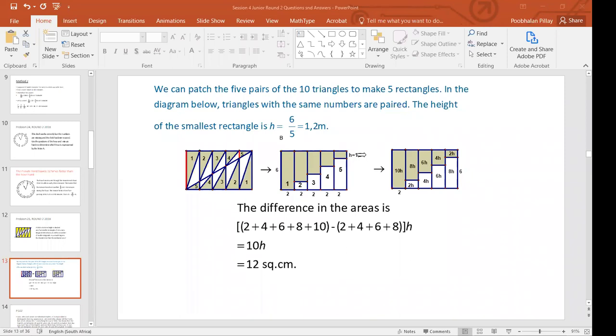I want to avoid the 1.2 for the moment and use a symbol. I do this quite often. When I have the same number occurring many times, I use a symbol for it. And then after that, I will substitute at the end. So I'm calling this H here. Then this will be 2H, 3H, 4H, 5H, as you can see.